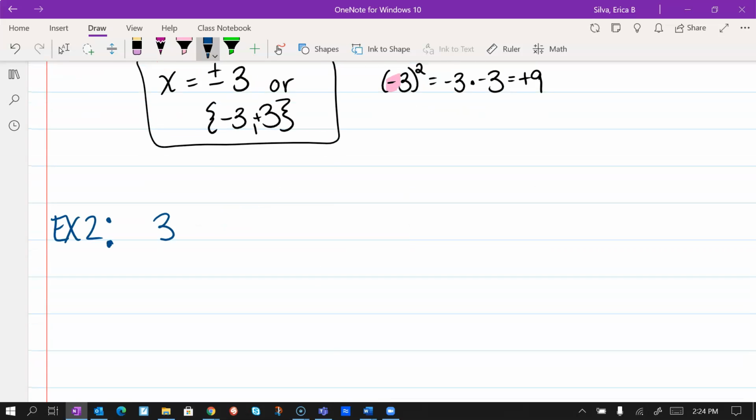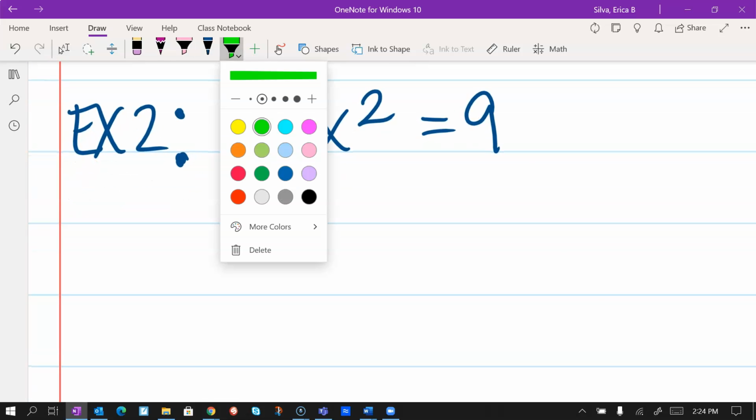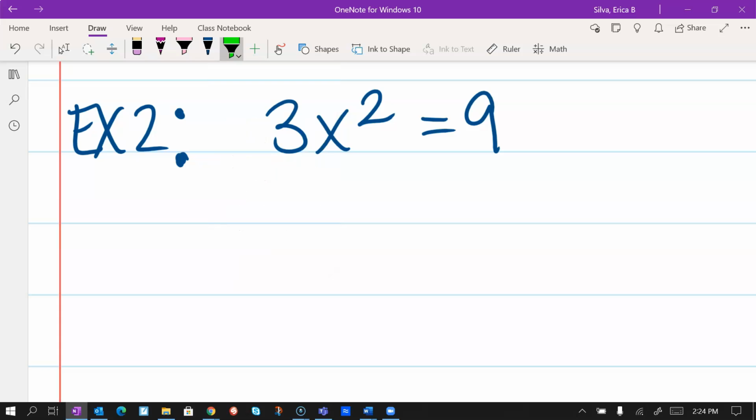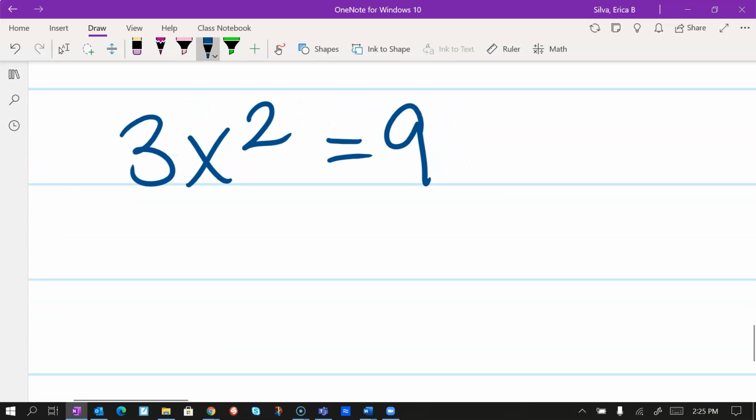For example number 2, we have 3x squared is equal to 9. And here we want to identify what is being squared. What is being squared? Is it the 3x or is it just the x? It's just the x. In order for it to be the 3x, the 3x needs to be in parentheses. For example, if we had (3x) squared, then we would square both the 3 and the x. But notice how that squared is only attached to that x.